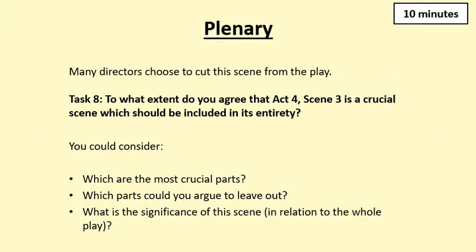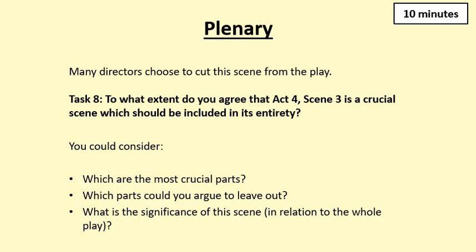Okay, your final task for this lesson is to consider this. Many directors choose to cut Act 4 Scene 3 from a play because it is incredibly long. So, to what extent do you agree that this scene is a crucial scene which should be included in its entirety? So should the whole thing be included?